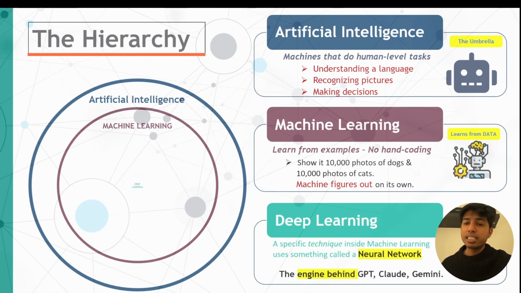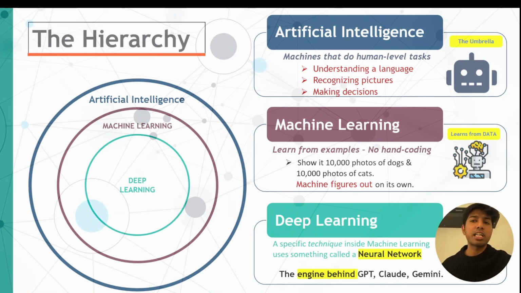Now, let's understand what deep learning is. I told you, artificial intelligence, machine learning, and deep learning are nested inside each other. I hope it is clear to you. What is deep learning? It's a specific technique inside of machine learning. It's another technique inside machine learning. It uses something called neural networks. I spoke about this when I was talking about algorithms, right?